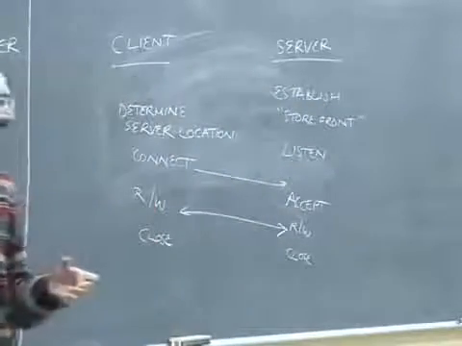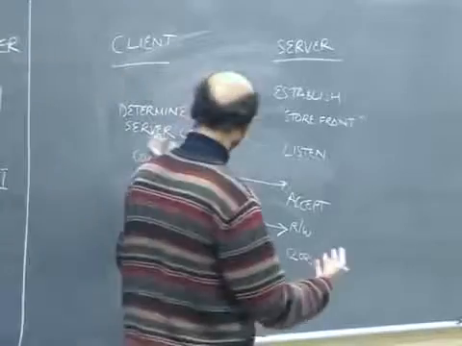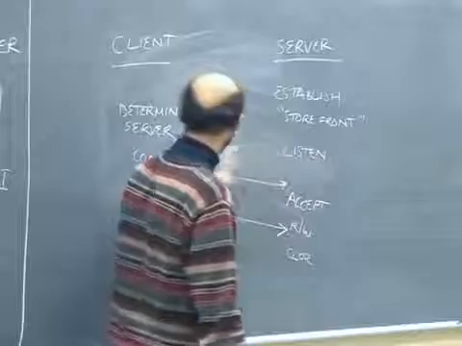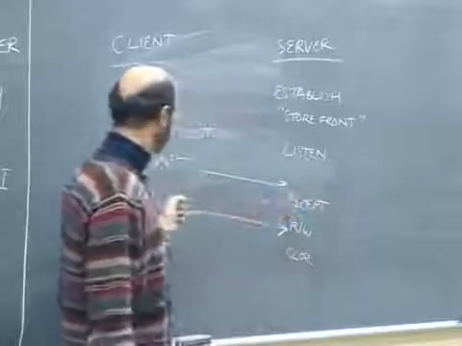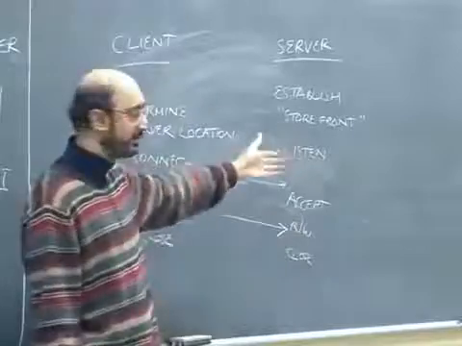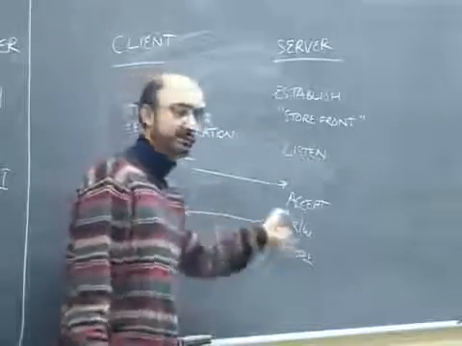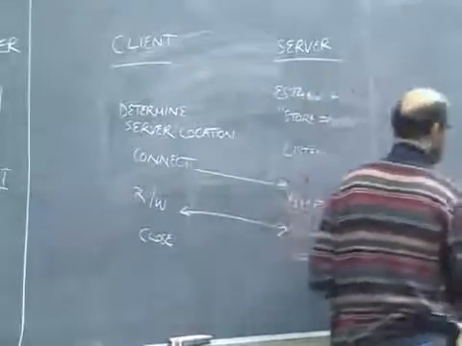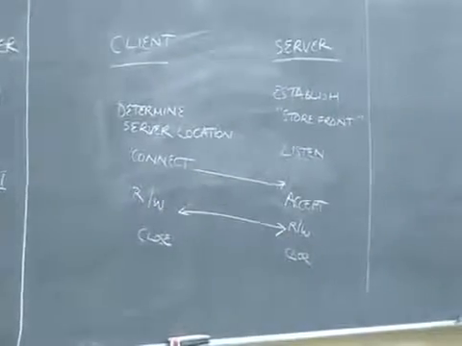Right? So this is basically how any service works. You go to a restaurant, the restaurant owner has to set up the storefront, is listening for a customer, a customer walks in, you accept the customer, and then they have some exchange, and then either the restaurant owner says go away, we're closing, or the client says I'm done, I'm leaving, and then both ends close, and the transaction is over. Right? So this is how we are going to write network applications.